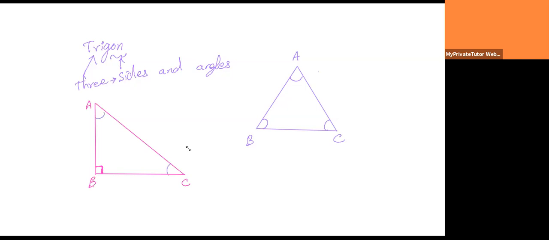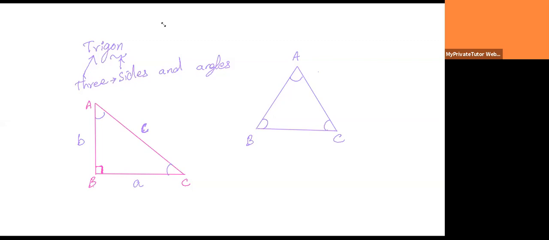And let's say this is the length BC, and this is also a length, AB, the height, you can say. And this is the hypotenuse, which is the longest side of a right angle triangle.